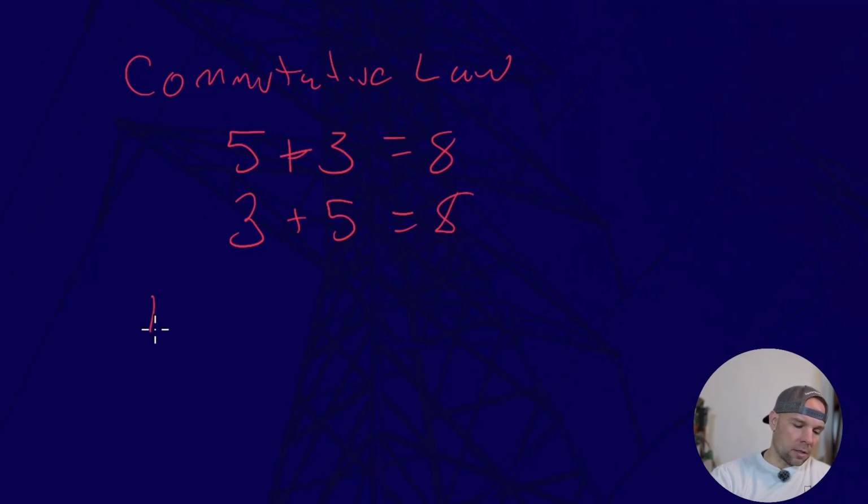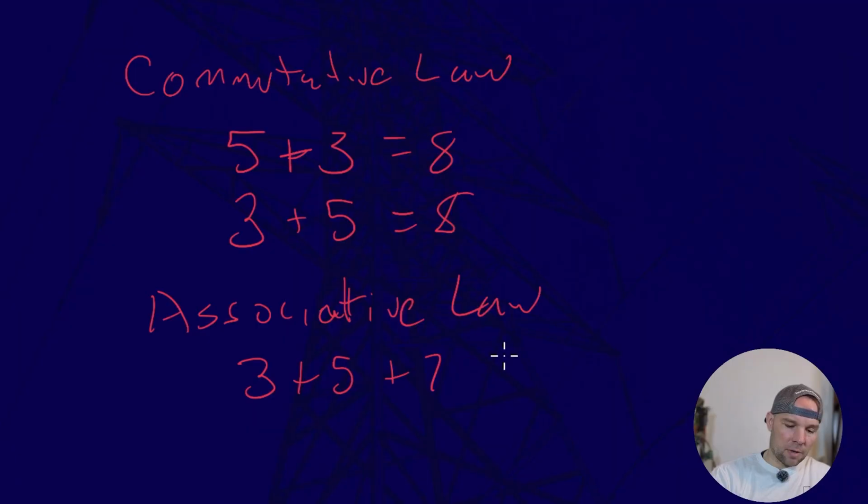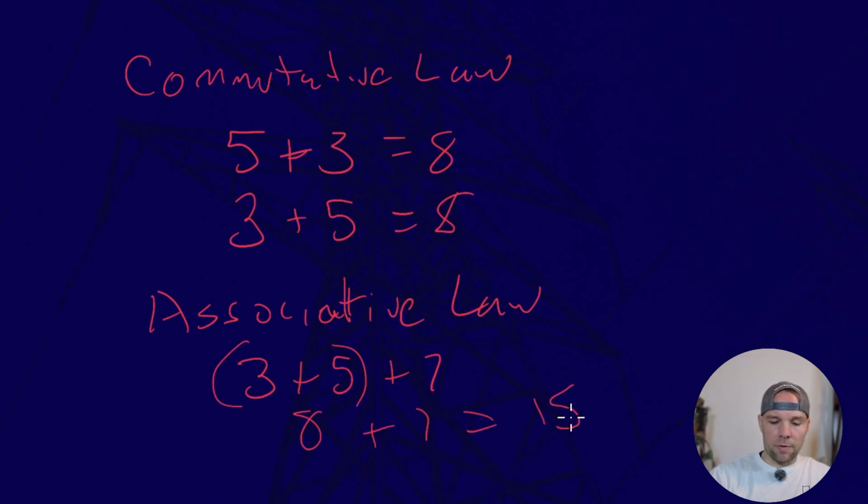The next law is called the associative law, and this basically says that when you're adding multiple numbers, you can group them and do them in any order that you want. So for instance, if we have 3 plus 5 plus 7, we can start by adding the 3 and the 5 together first, which is going to be 8. Then we add the 7 and we get 15.